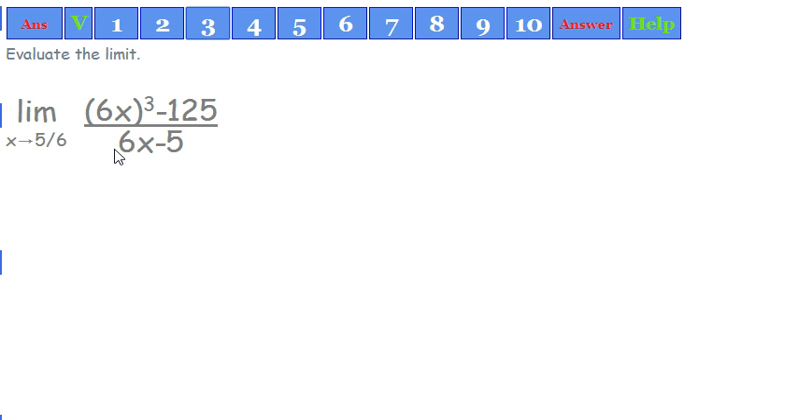So that means that really we just have a few steps to do, and that is we need to factor this and then cancel some like factors out and then do the direct substitution and see how things turn out.